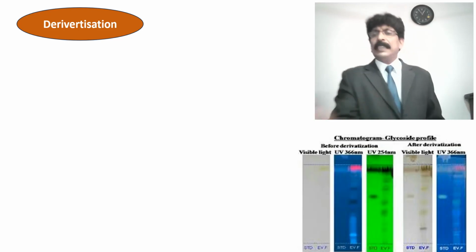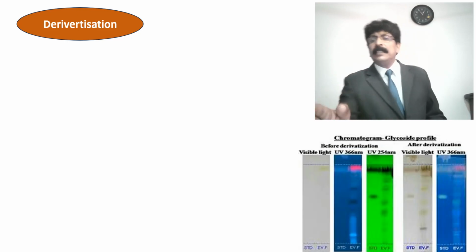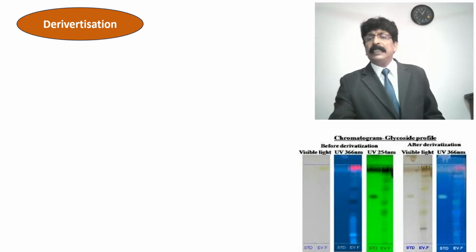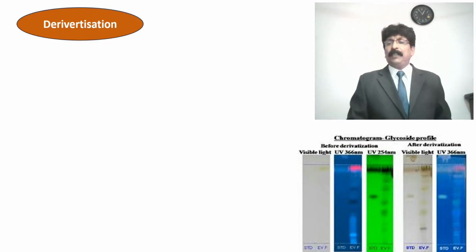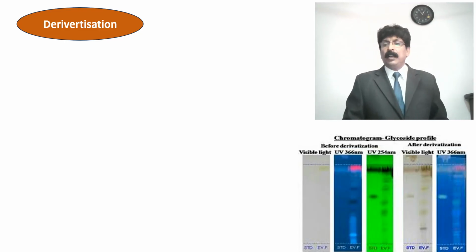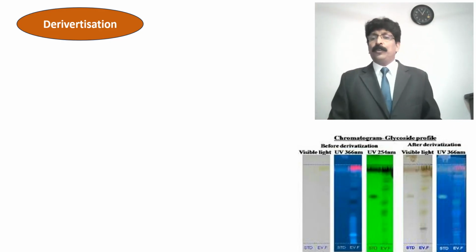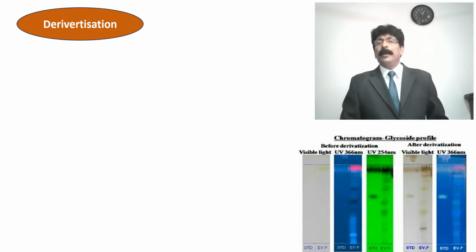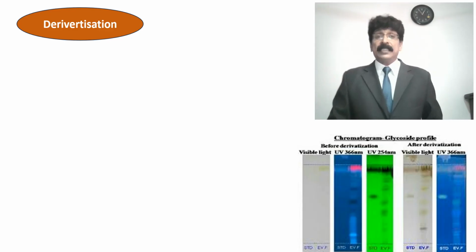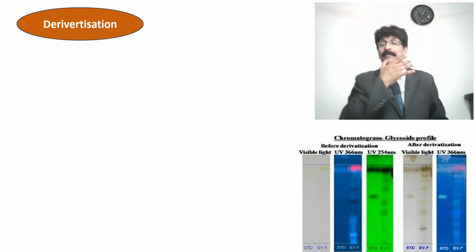Usually you can see the light. This is derivatized. After derivatization, this is before derivatization. They have given a picture you can see, in which there are 3 here, and only 2 we have shown. In UV light at 366 nanometer you can see very clearly after derivatization.